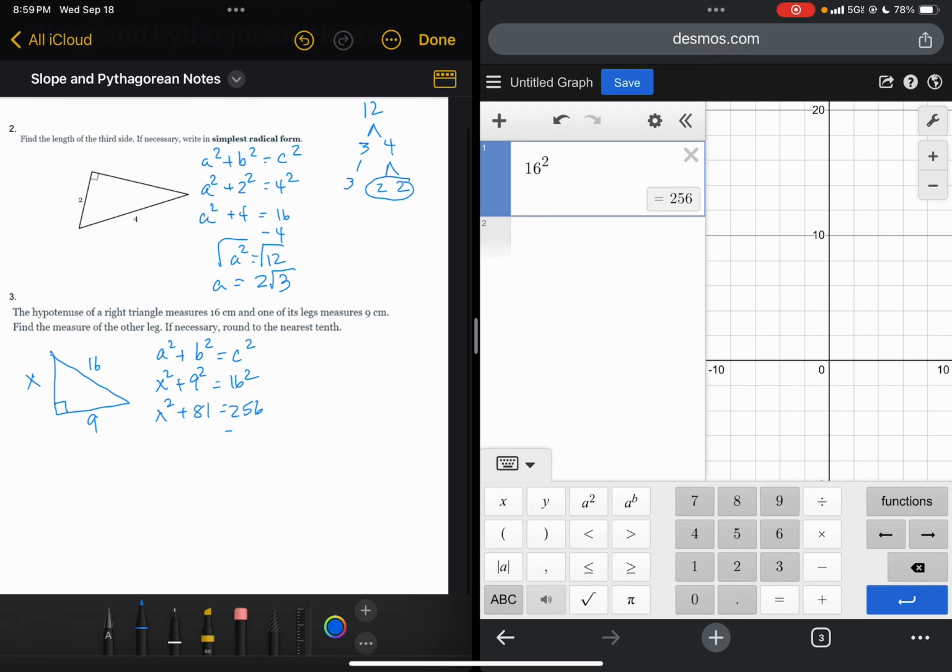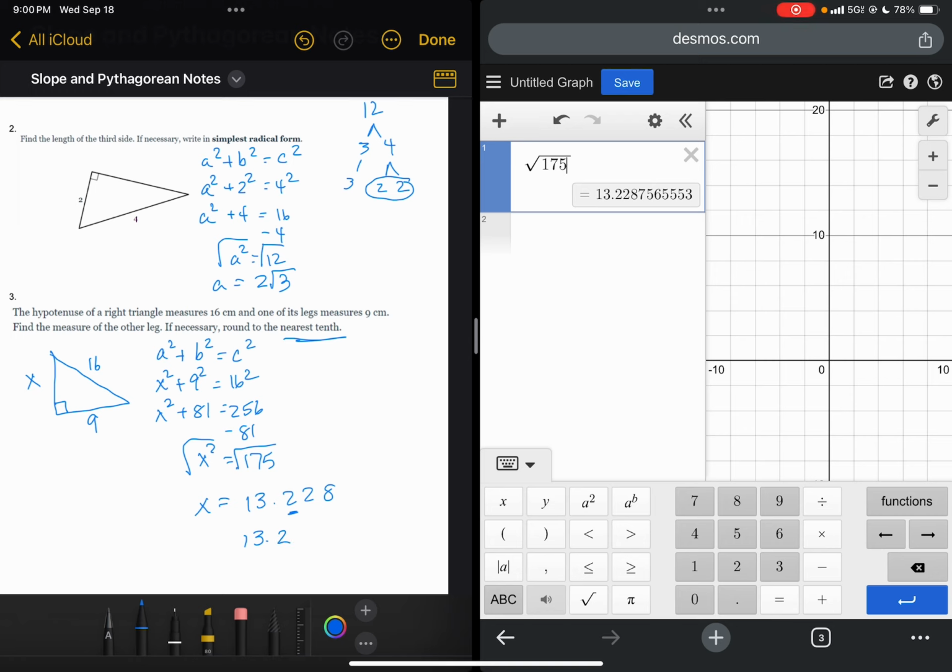X squared plus 81. If I do 16 squared, I get 256. I'm going to subtract the 81. 256 minus 81 gives me 175. We're going to square root that, and we're going to the nearest tenth. So I square root 175. I get 13.228, to the nearest tenth, 13.2.